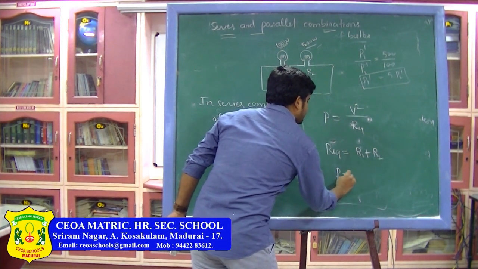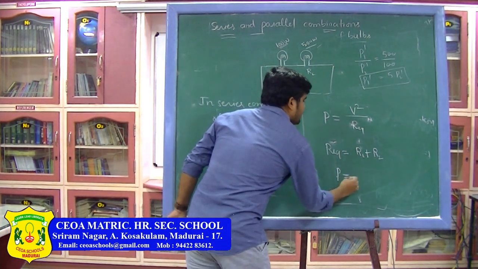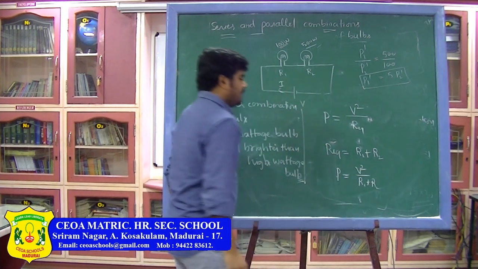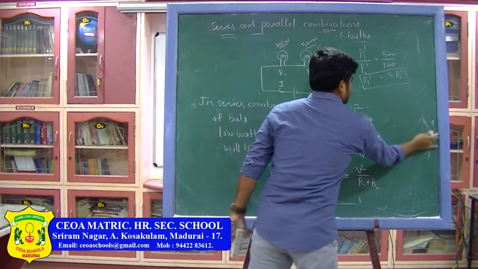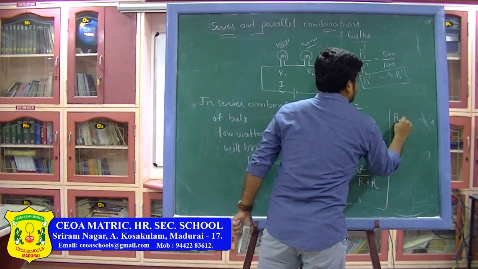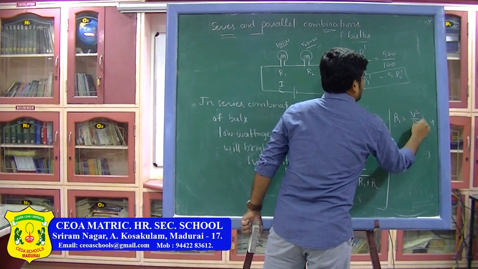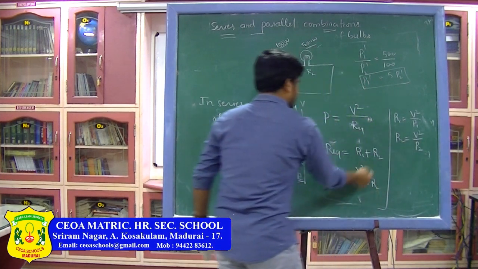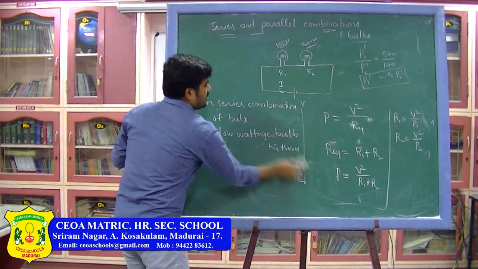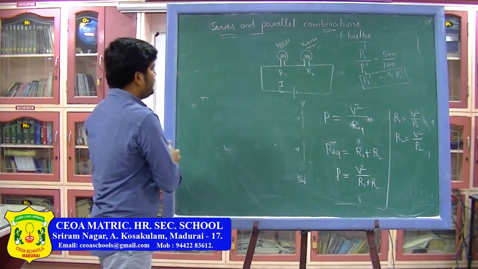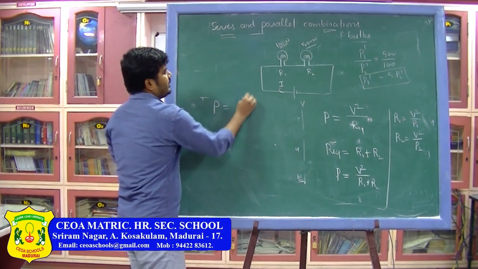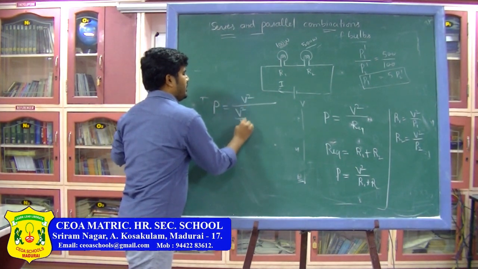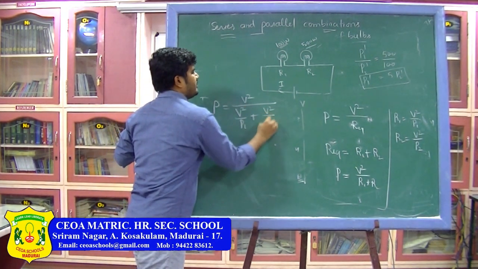now total power is V square by R1 plus R2. But we know the values of R1 and R2 in terms of their wattages, that is R1 is equals to V square by P1 and R2 is equals to V square by P2. Now substituting the values of R1 and R2, you can get the required relation, that is P is equal to V square divided by, so R1 value is V square by P1 plus R2 value is V square by P2.